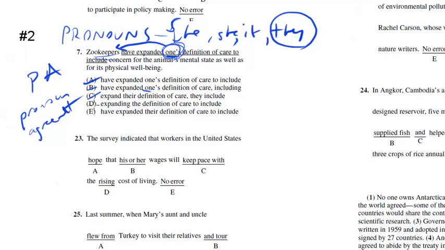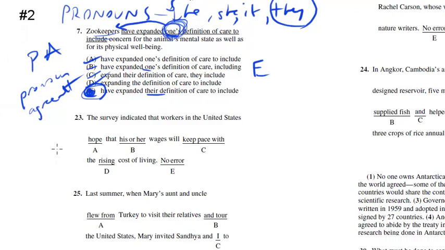D. Zookeepers expanding the definition of care to include? No, it's a run-on or fragment. Zookeepers have expanded their definition of care to include perfect. It changes the thing that's wrong. And often what you want to do is not change too much. You want to keep the sentence as close to the original as possible, except for making the change that you need to make. So in this case, the answer here is E, because it fixes the pronoun agreement error.